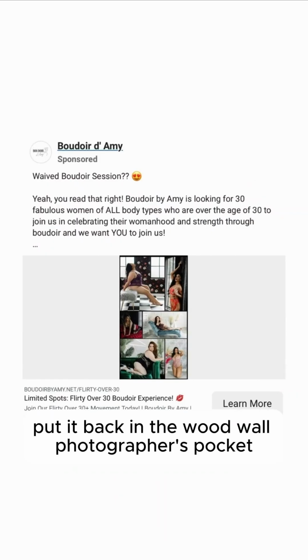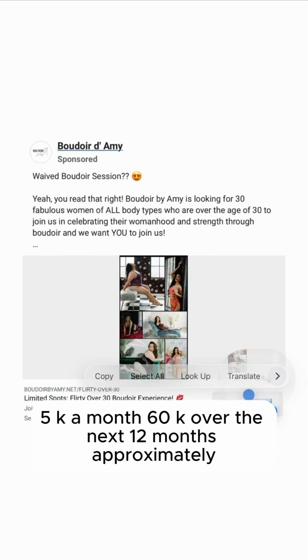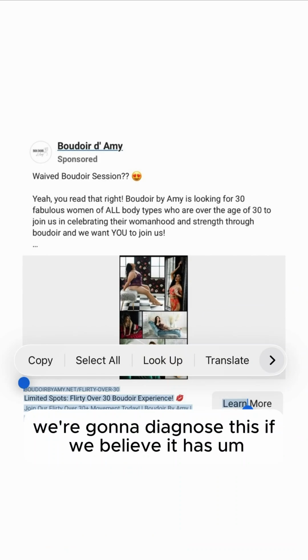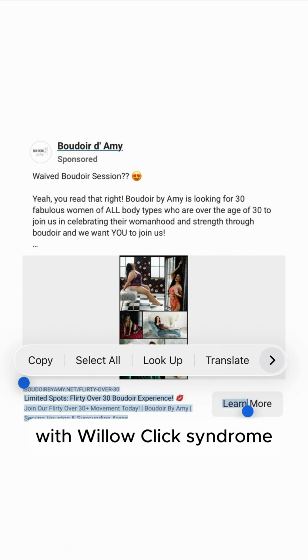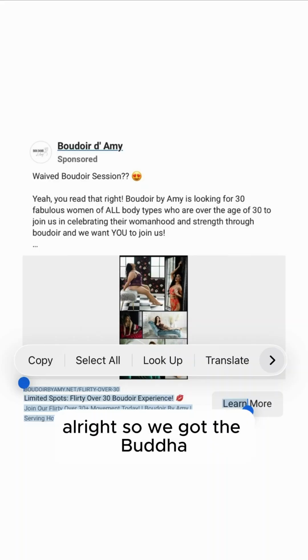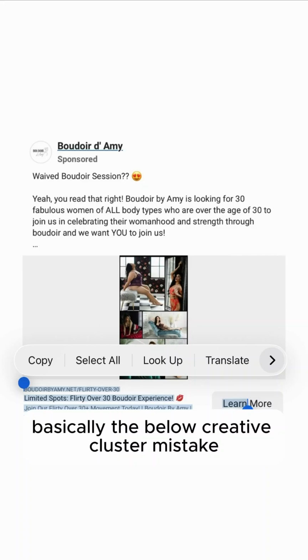And put it back in the Boudoir photographer's pocket, 5K a month, 60K over the next 12 months approximately. So now we're going to diagnose this, see if we believe it has Boudoir low click syndrome. First thing I'm looking at is the Boudoir, basically the below creative cluster mistake.